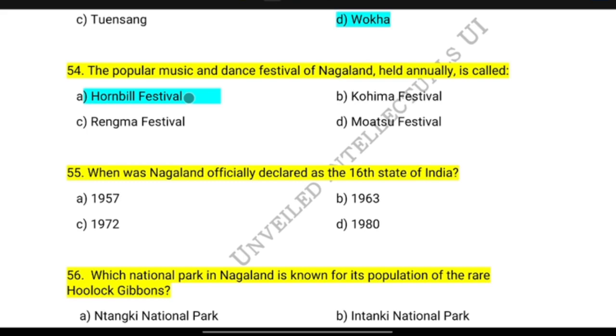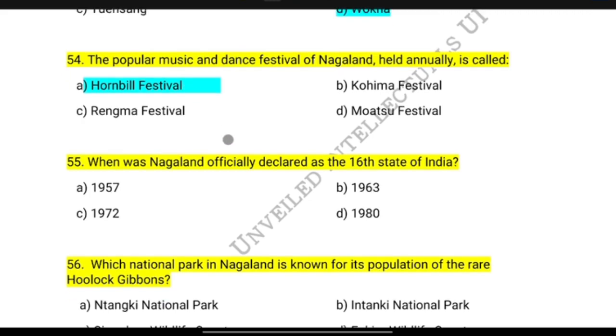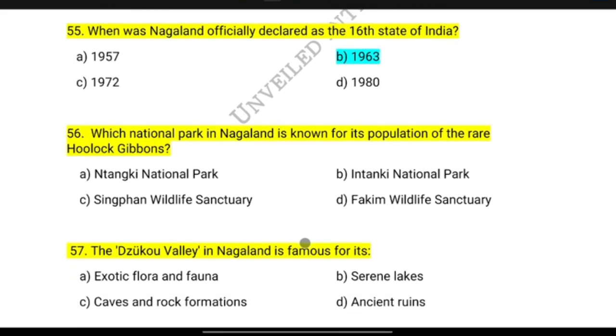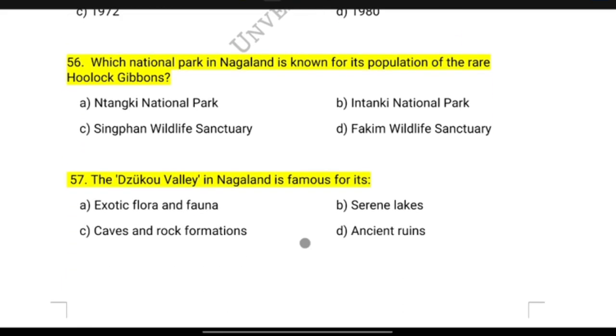Explanation. The Hornbill Festival is a popular music and dance festival held annually in Nagaland, showcasing the rich cultural heritage of the state. 55. When was Nagaland officially declared as the 16th state of India? Answer. B. 1963. Explanation. Nagaland was officially declared as the 16th state of India on December 1, 1963. 56. Which national park in Nagaland is known for its population of the rare Hoolock gibbons?